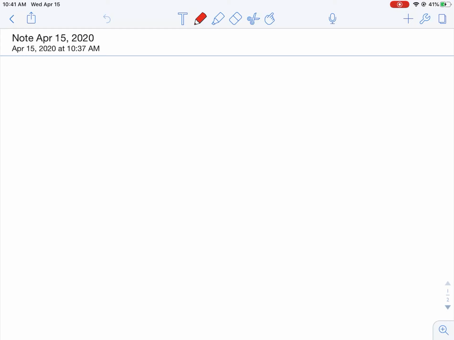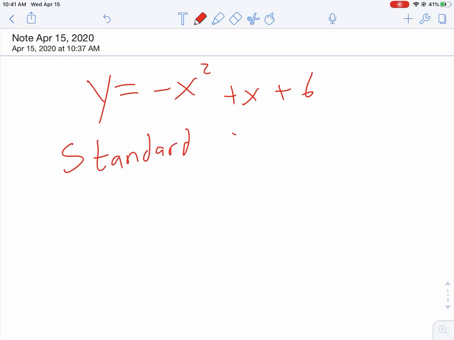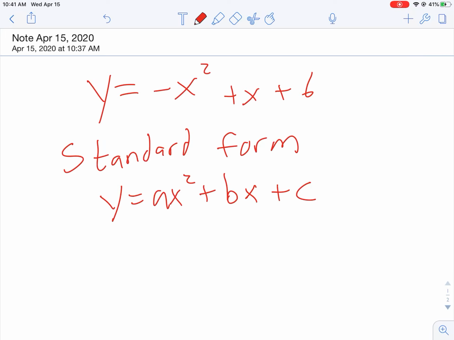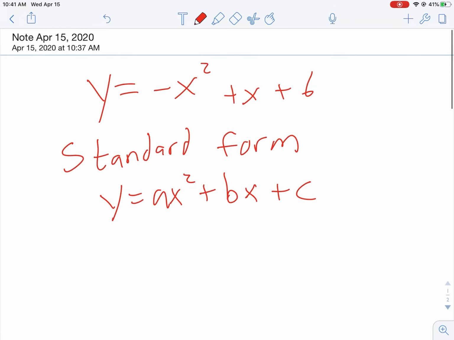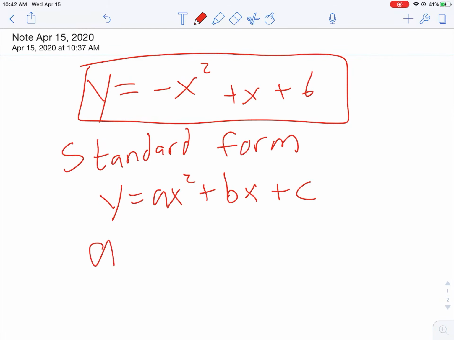To start off, I'm going to choose any equation. I'm going to go with y equals negative x squared plus x plus 6. This is in standard form, because standard form is ax squared plus bx plus c. I can identify what my a, b, and c values are by looking at the original equation here. I know a equals negative 1, b equals positive 1, and c equals 6. As I'm going through this, I'm going to be referencing the grading rubric that I attached at the end.